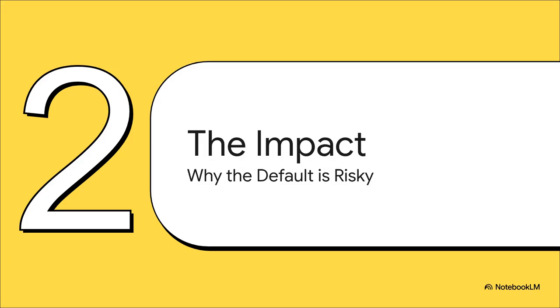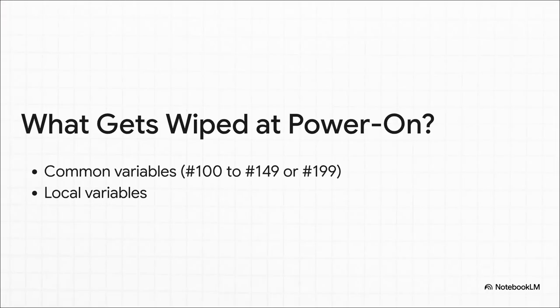Okay, so the machine's just following orders. Big deal, right? Well, what does that actually mean for you on a busy shop floor? Why is this one little default setting so incredibly risky for your entire workflow? The manual is super clear about what gets the axe. Every time you power on with that setting active, common variables from #100 all the way up to #149, or even #199 on machines with more memory, are gone. Poof. And local variables? Them too. We're not talking about a little spring cleaning here. This is a total memory wipe.